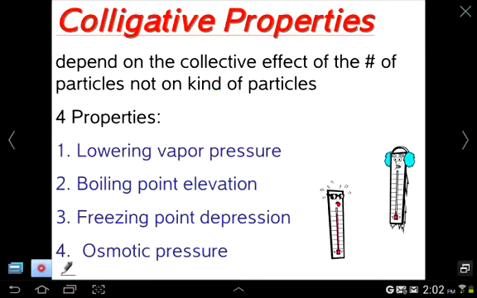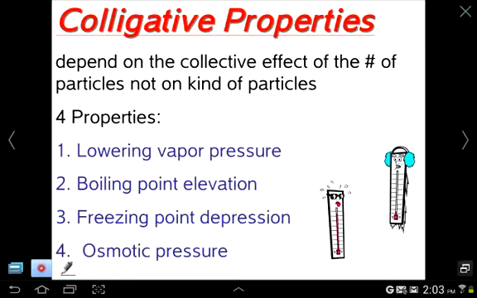particles. This is very similar to what we talked about in the gas chapter, where no matter what kind of gas you have, we treat all gases the same. They all follow the same laws exactly the same way. So that's what we'll do here now with solutions.